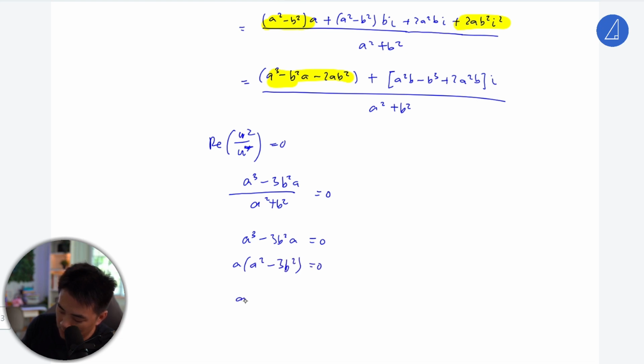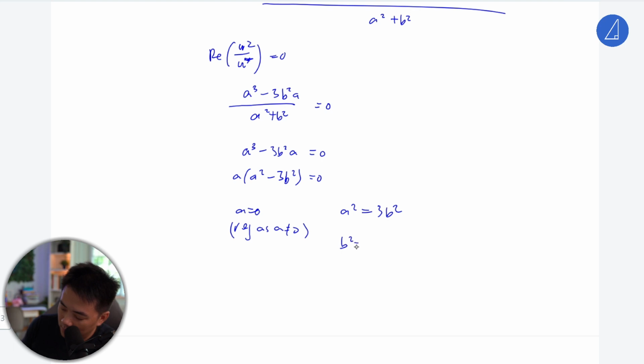So a equals 0 is rejected as a is not 0. Then a squared equals 3b squared. So we know that b squared is just a squared over 3, so b will be plus minus a over root 3. Hence, w will just be a plus minus a over root 3 i.